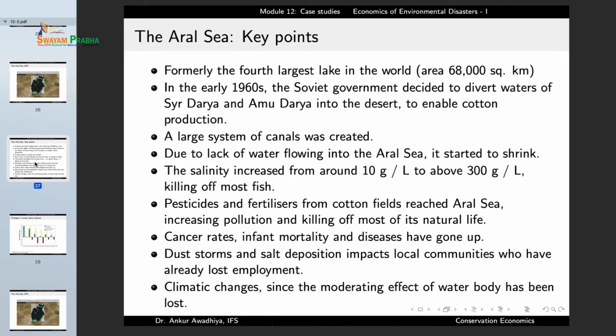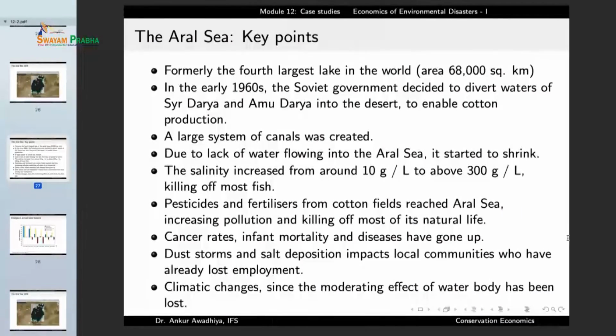In the 1960s, the Soviet government decided to divert waters of Syr Darya and Amu Darya. These are two rivers that were providing water to the Aral Sea, and the Soviet government decided that the water of these rivers can better be used for agriculture. So they diverted the waters into the desert to enable cotton production. So the water that is getting into the lake is now diverted. A large system of canals was created.